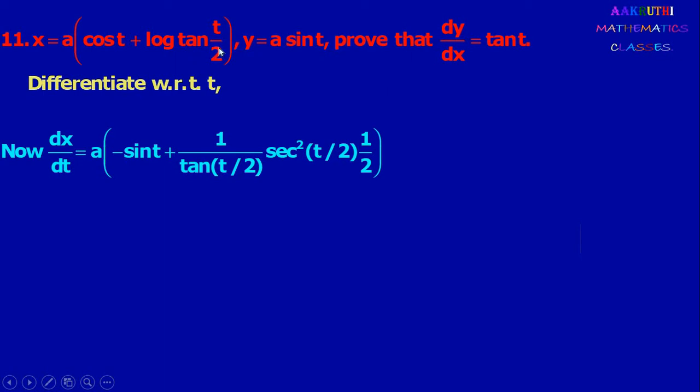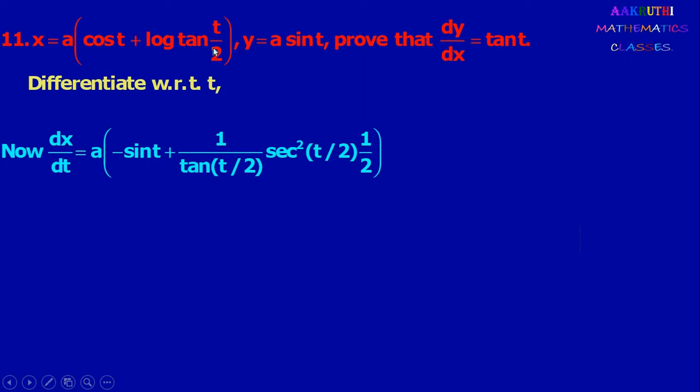So differentiate tan t by 2 again. The differentiation of tan x is secant square x. So tan t by 2 differentiation is secant square t by 2. Again here it is not t by 2, so again you have to differentiate t by 2. T by 2 differentiation is 1 by 2.